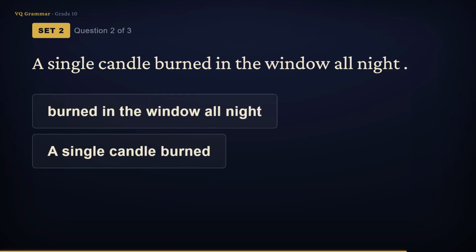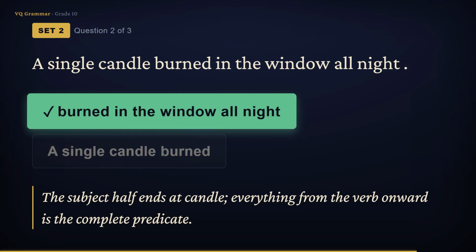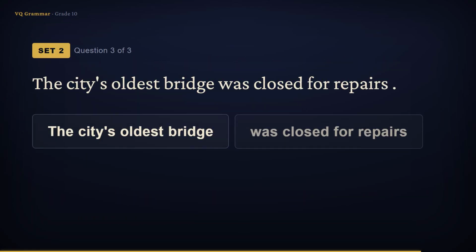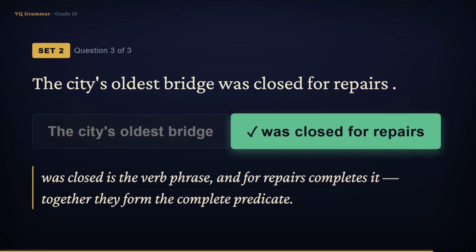A single candle burned in the window all night. The subject half is a single candle, so the line falls right after the word candle. Everything after that line is the predicate half. The complete predicate is burned in the window all night. The city's oldest bridge was closed for repairs. Here, the verb is really a verb phrase, was closed. That whole phrase is the simple predicate, and the words for repairs complete it. So the complete predicate is was closed for repairs.